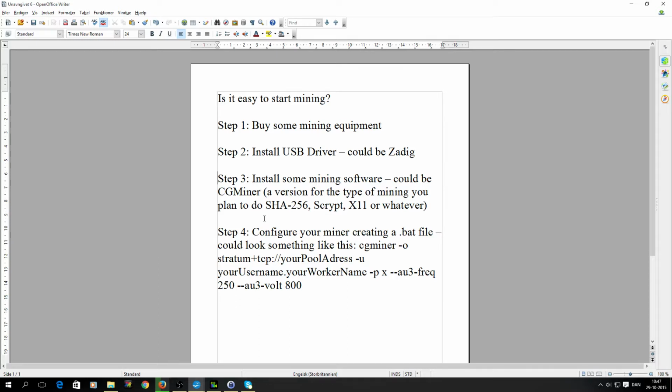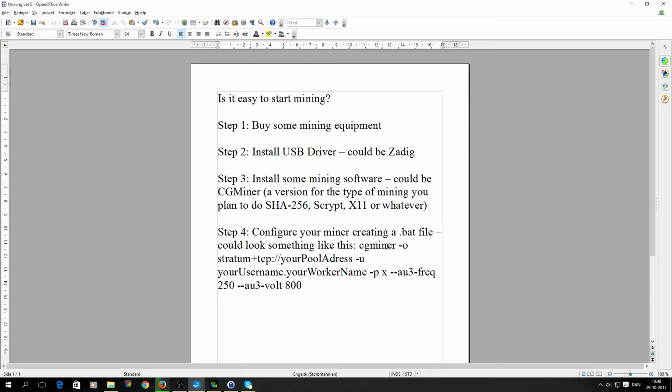Then you will need to configure this software. Normally you will need to create a .bat file, which is the file you will run each time you start your miner. I have made an example here. This is only an example. I would not even know if it's working. It would probably not work with any of my mining equipment, but just so you get an idea of how the file would look.